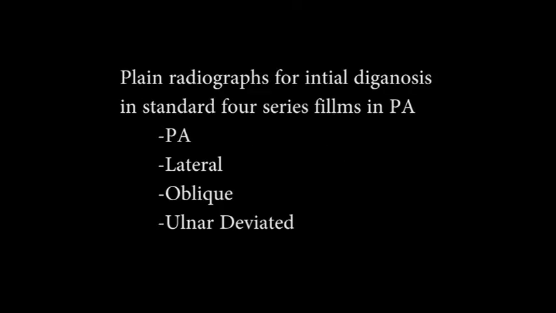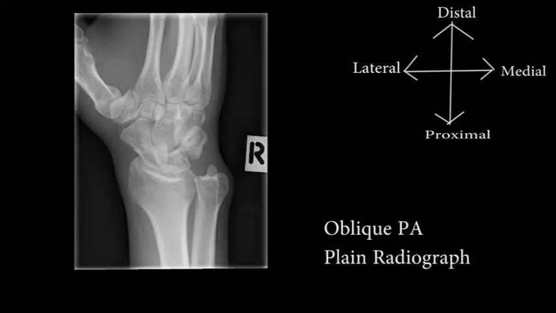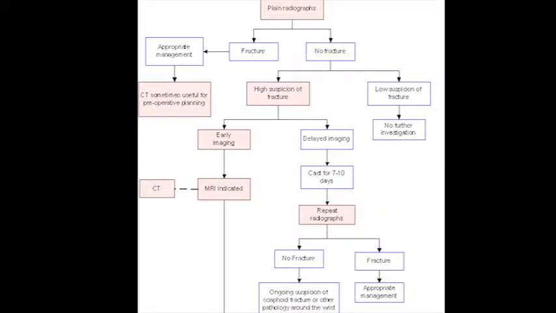Many modalities are used in the diagnosis of a scaphoid fracture. Clinicians suspecting a scaphoid fracture often request plain radiographs for initial diagnosis, with a standard 4 series of films in posterior anterior, lateral, oblique, and ulnar deviated PAs to determine if the patient is positive or negative for a fracture. While this may be useful if positive, follow-up radiographs cannot exclude fracture, and further investigation with an MRI is generally used in the case of high clinical suspicion, or a CT scan if early MRI is unavailable or not compatible with the patient, for example, if they have a metal implant.